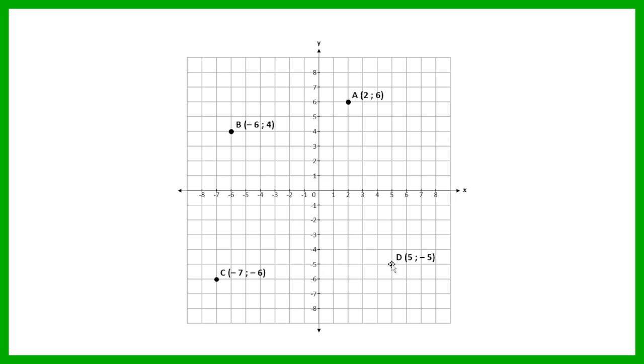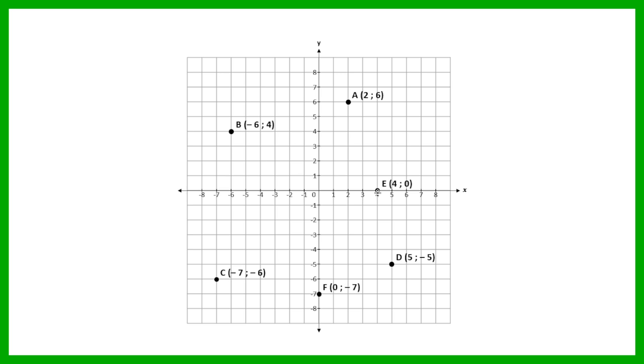So that's point D. Then point E, you can see this is actually on the x-axis, okay? So the x value is, it is sitting on the x-axis, it's 4, and the y value is 0. Remember we said that the x-axis is where y is 0, because this is in line with the 0 on the y-axis, okay? So this point is 4, 0.